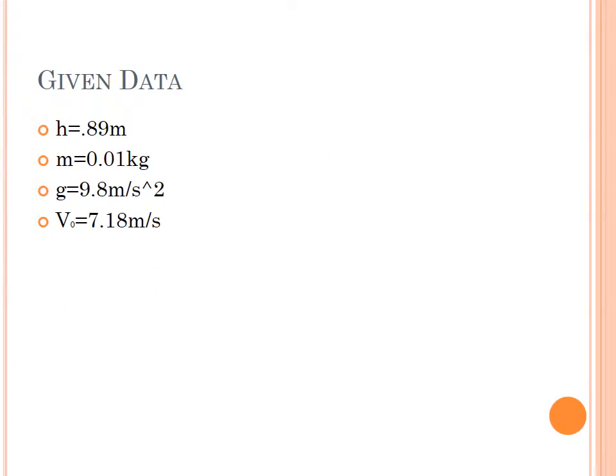Our given data was the height, which was 0.89 meters, our mass, which was 0.01 kilograms, our g, which is 9.8 meters per second squared, and that's always the same on Earth, because gravitational energy is always the same on Earth for that, the pull. And then our initial velocity was 7.18 meters per second.